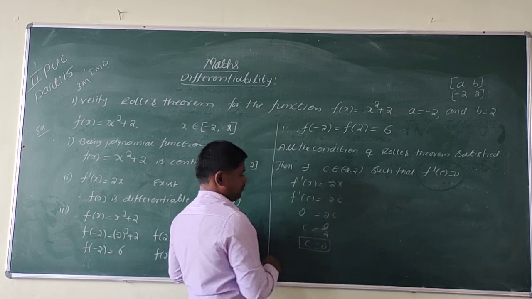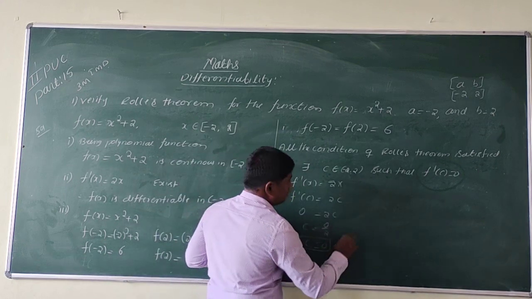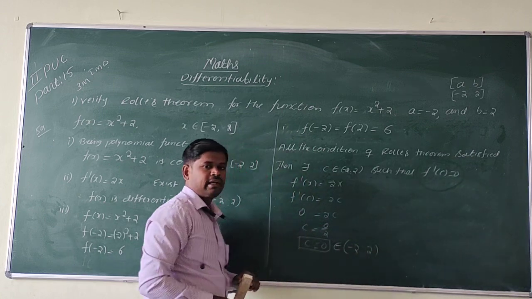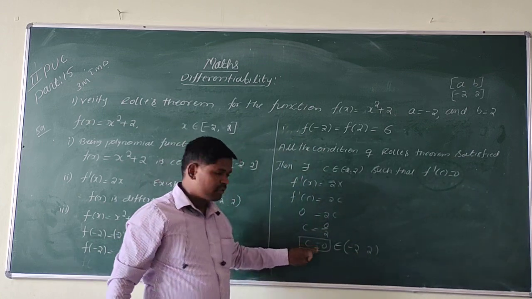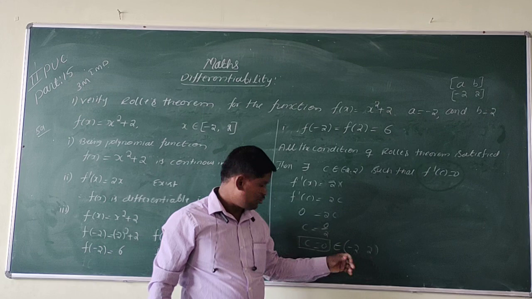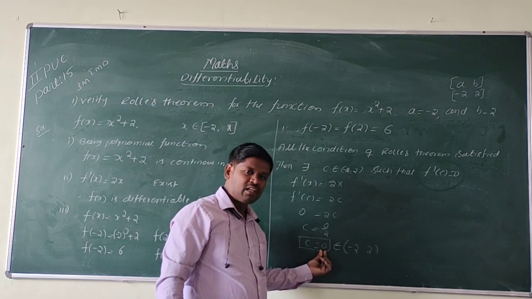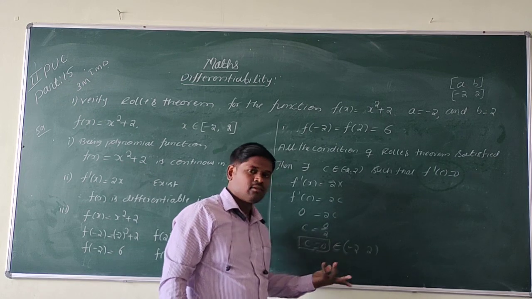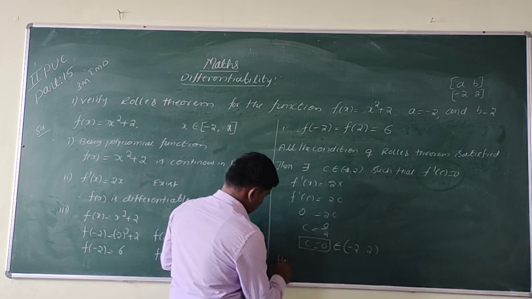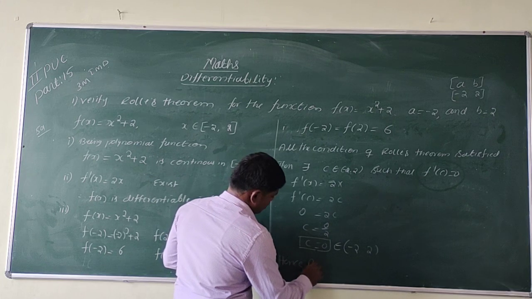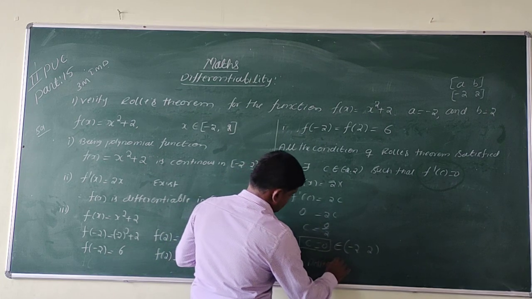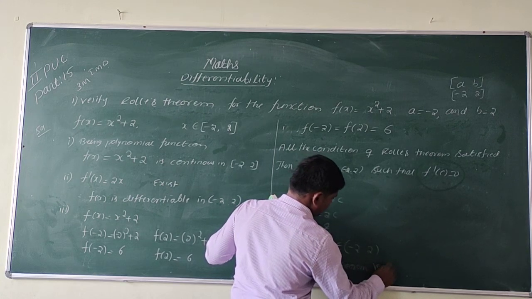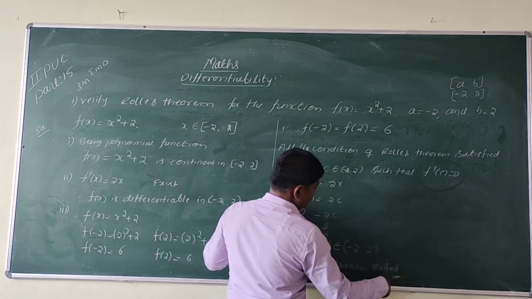So c belongs to A, so definitely it belongs to minus 2 comma 2. Okay. So at this point in the interval minus 2 comma 2, at this particular point, the slope of the tangent is 0. Hence Rolle's theorem verified. Okay.